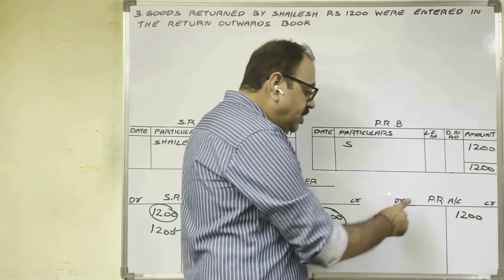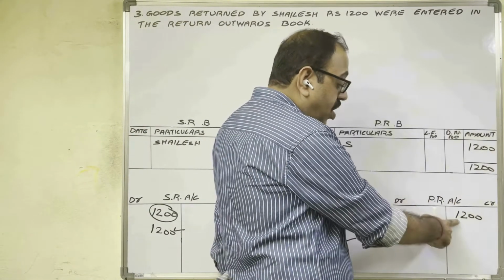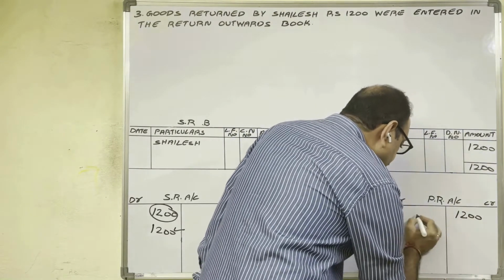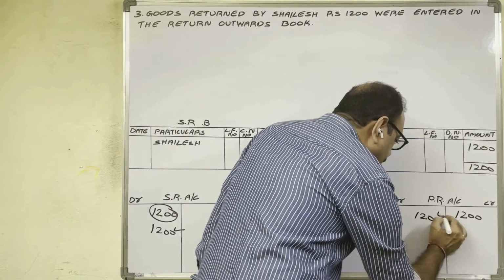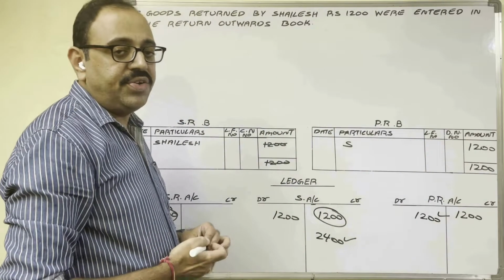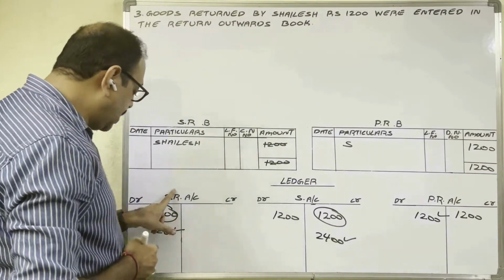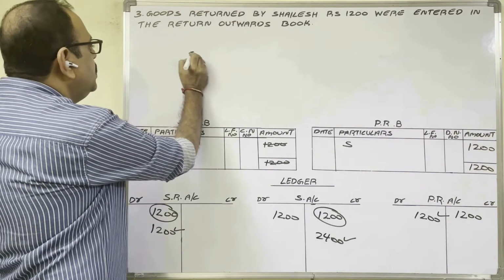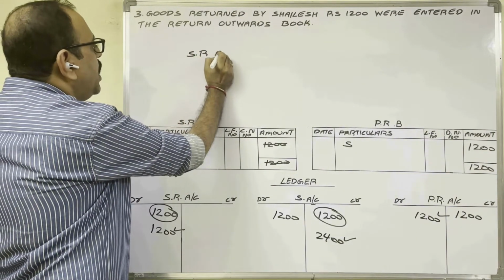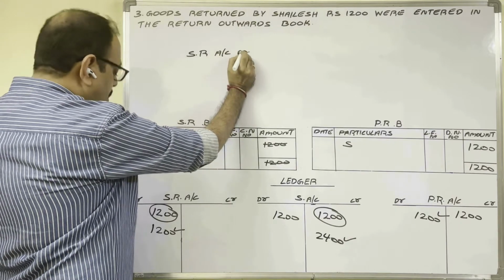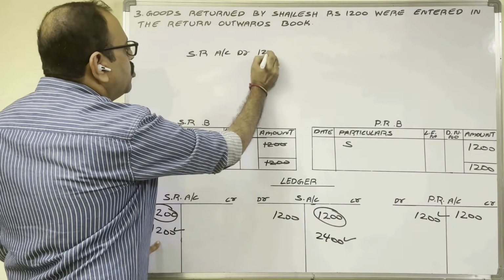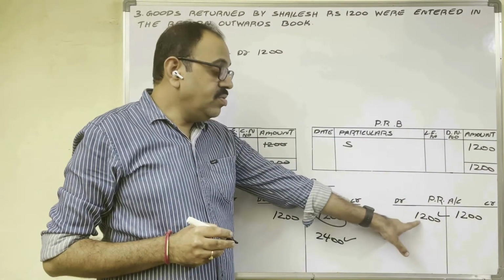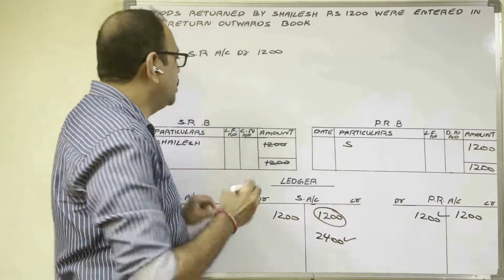Then in the purchase returns account, the mistake is that 1200 was wrongly credited. To cancel that, debit 1200 rupees. Now frame the entry. In the sales returns account, the answer came on the debit side. Therefore, sales returns account should be debited with 1200 rupees. Purchase returns account also we should debit with 1200 rupees.